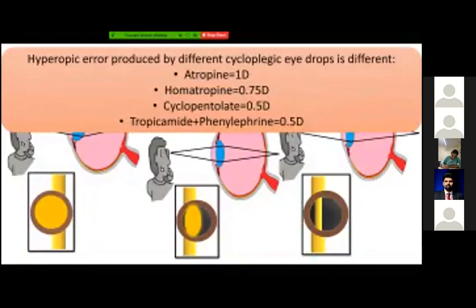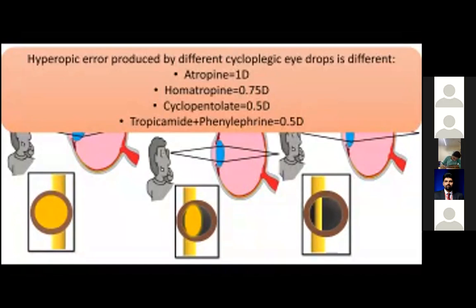So for atropine, the cycloplegic error is 1 diopter. For homatropine, it is 0.75. For cyclopentolate, it is 0.5 diopters. And for T+, it is again 0.5 diopters. Now again, there's a variation. A lot of different books give different values, but most examiners accept this as the routine cycloplegic effect.